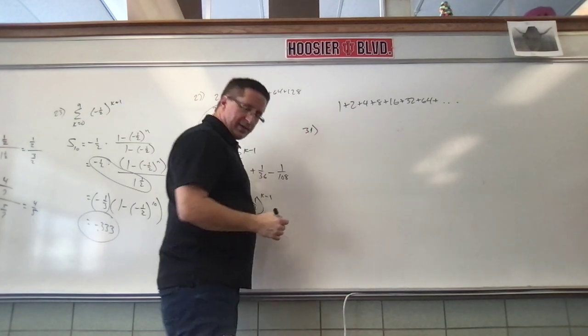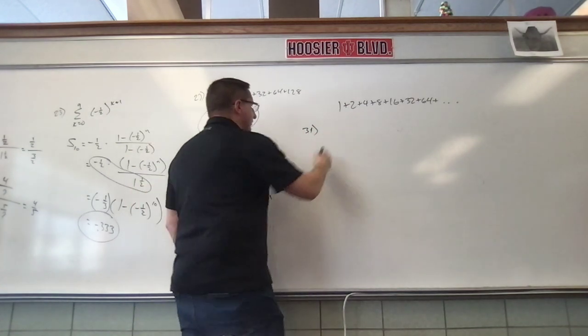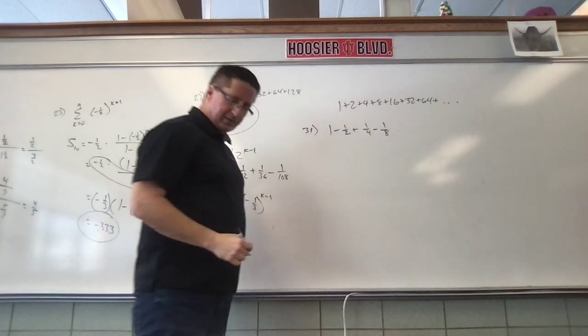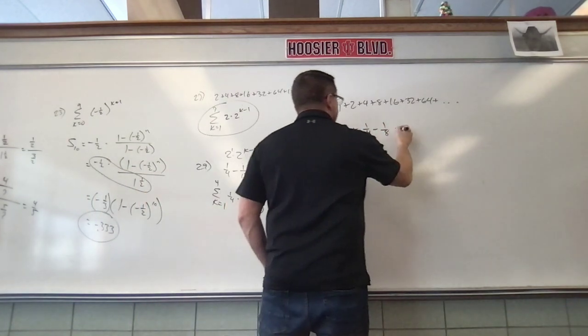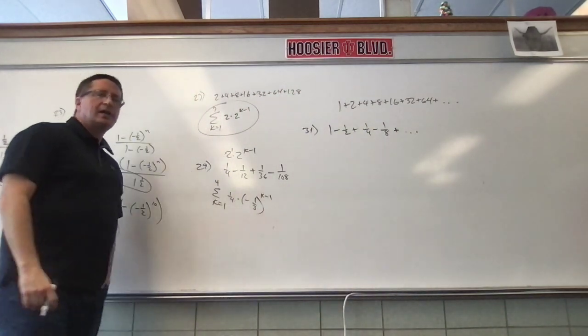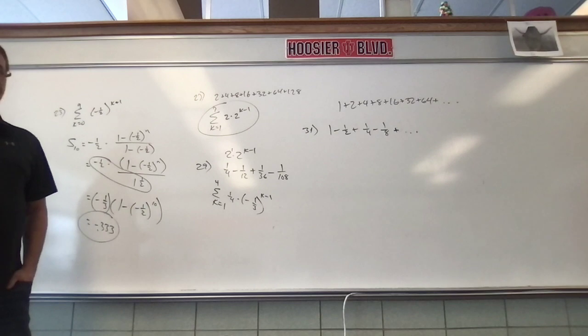So what are the numbers here? 1, negative a half, plus a fourth, minus an eighth, plus something. Okay, so we're adding on numbers. If you ignore the pluses and minuses, the numbers are getting smaller: a half, a fourth, an eighth, a 16th.